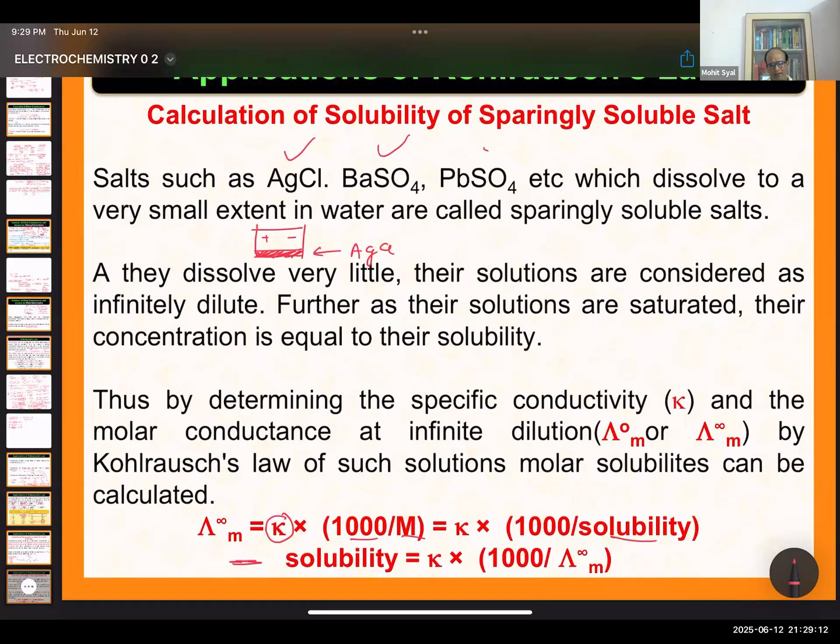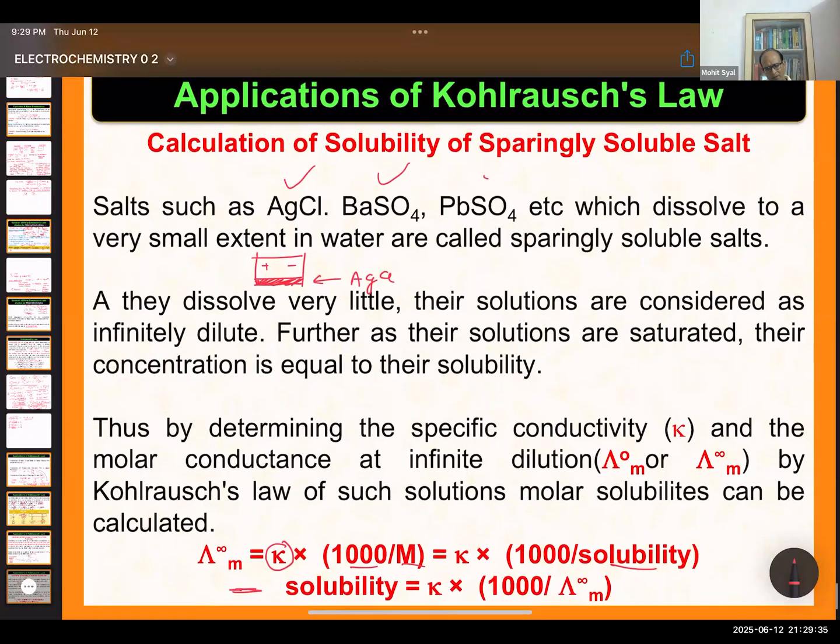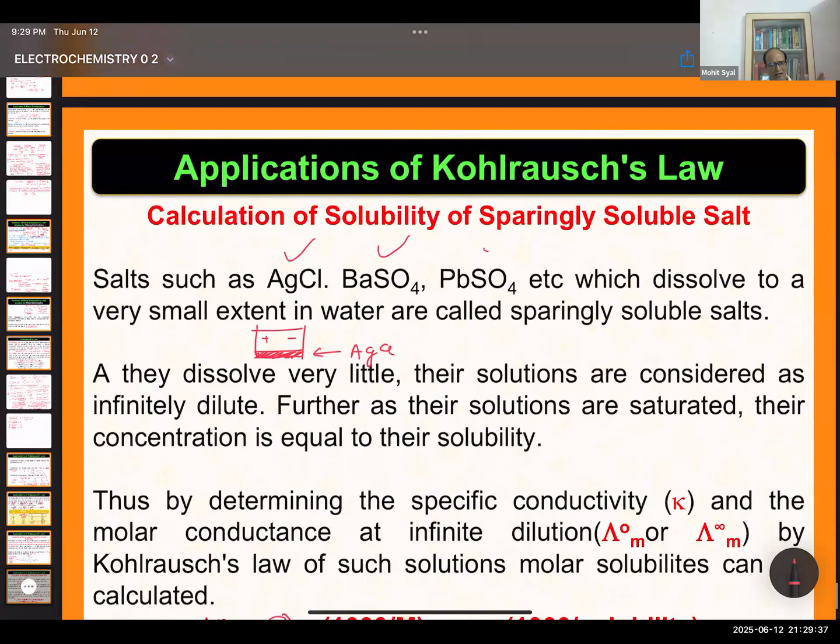We are left with some cells and batteries, and some questions. This is the main part, and some electrolytic conductance. Conductometric titration also we need to do a little bit, some corrosion and extra things. Some theoretical topics are pending. We could have completed that today, but the last class was only for 1 hour, so we were not able to cover a lot of things. Most of the things are covered, and by the next class it will be over.